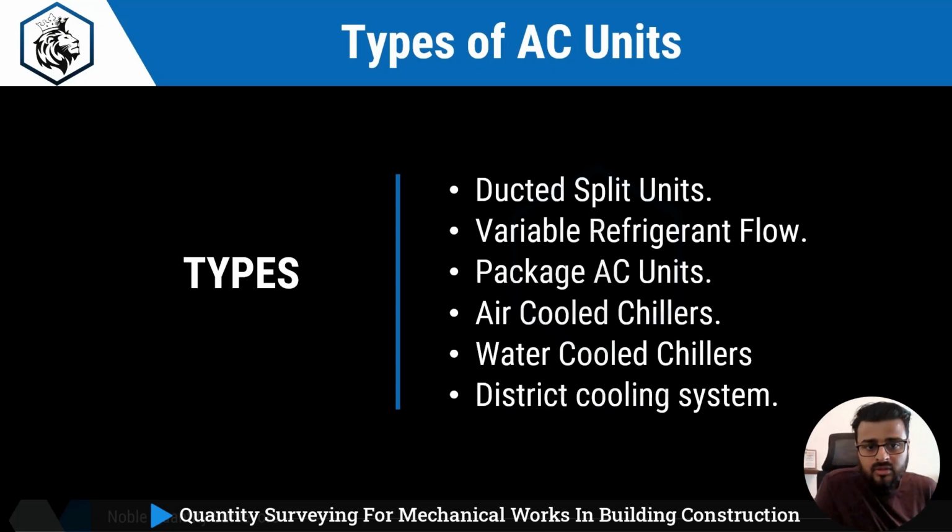So the first one is ducted split units. This is the first air conditioning system which we will discuss. The second one will be variable refrigerant flow. What is variable refrigerant flow? This also will be discussed. The third one is package AC units, where it will be used. What is this package AC unit? This also will be discussed in detail.